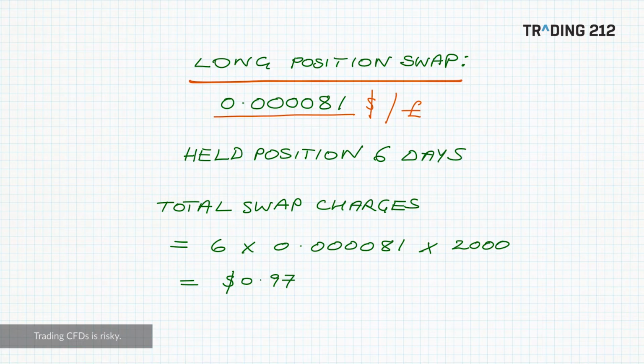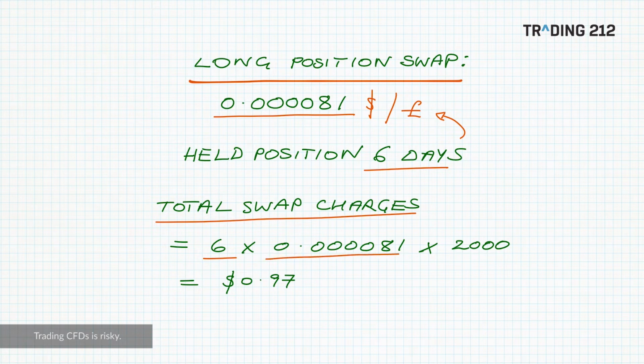So let's assume that this is constant for each of the 6 days that you held the position. And so the total swap charge is 6 days multiplied by that daily charge multiplied by the 2,000 pound quantity. And those numbers will work out as 97 cents. So we still made a profit overall, just slightly less than the amount we arrived at just by looking at the opening and closing levels.